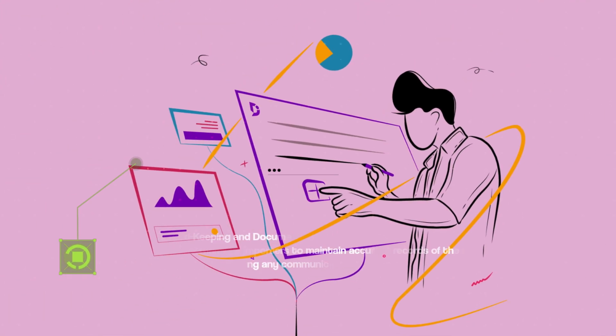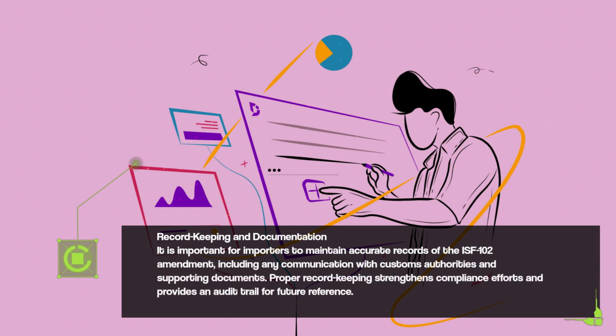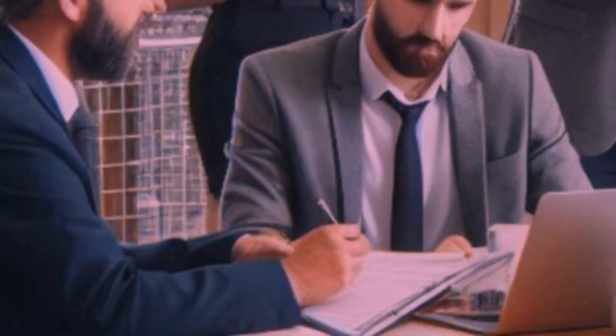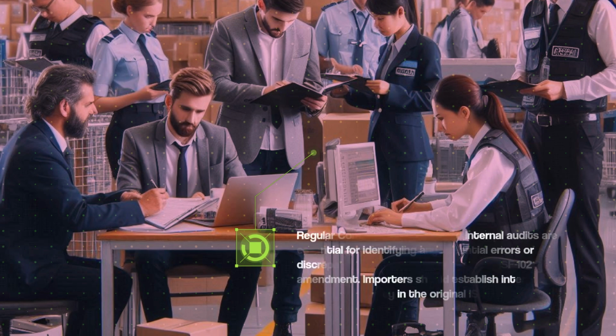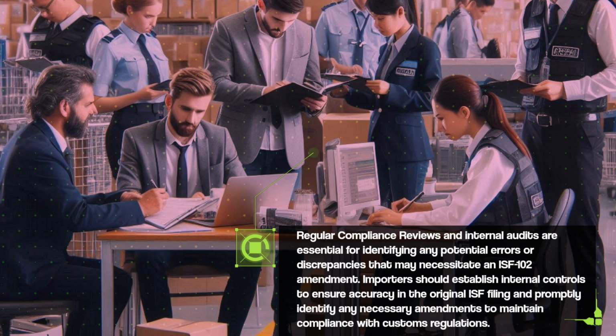Record keeping and documentation. It is important for importers to maintain accurate records of the ISF 102 amendment, including any communication with customs authorities and supporting documents. Proper record keeping strengthens compliance efforts and provides an audit trail for future reference. Regular compliance reviews and internal audits are essential for identifying any potential errors or discrepancies that may necessitate an ISF 102 amendment. Importers should establish internal controls to ensure accuracy in the original ISF filing and promptly identify any necessary amendments to maintain compliance with customs regulations.